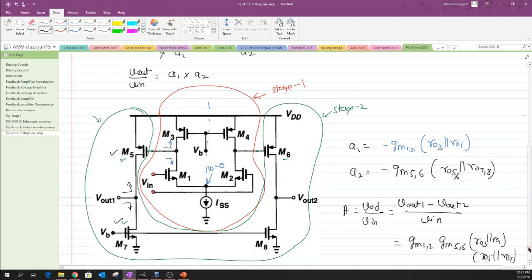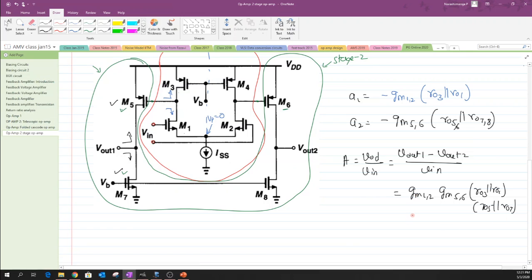Okay, so this is a pretty simple structure, and one could clearly see that we are not only enhancing the gain by working on the output impedance, but rather we are increasing the gain as a product of two gain stages. That is a subtle difference between the single stage structure that we discussed in the previous videos and this particular video.